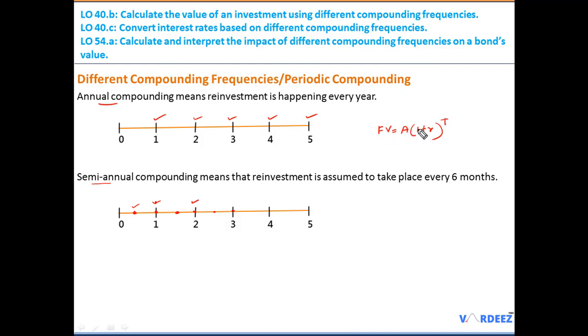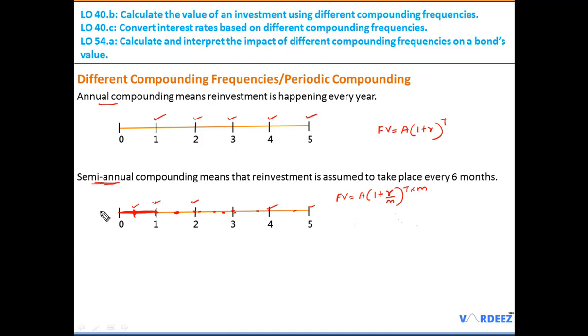Now this formula has to incorporate these different compounding frequencies as well, definitely the semi-annual compounding and the other frequencies that we have. Okay, so the new formula becomes: the future value is equal to the amount that we have multiplied by 1 plus r divided by m, to the power t multiplied by m. Now the m that you see here is the compounding frequency that we have in our example.